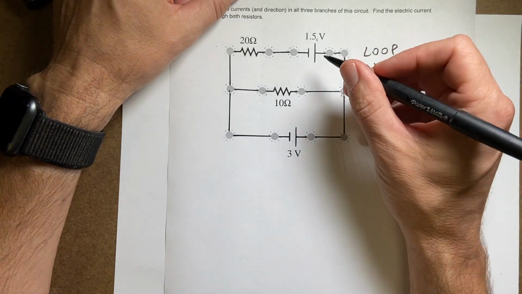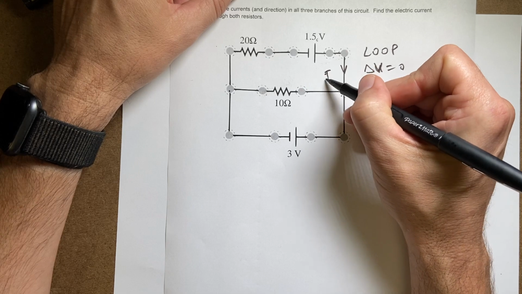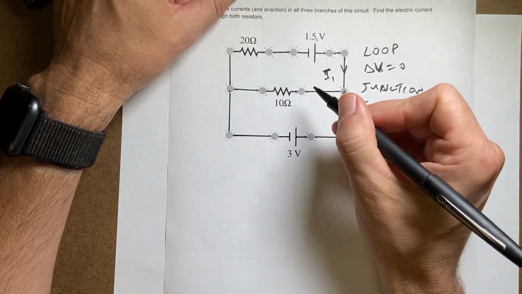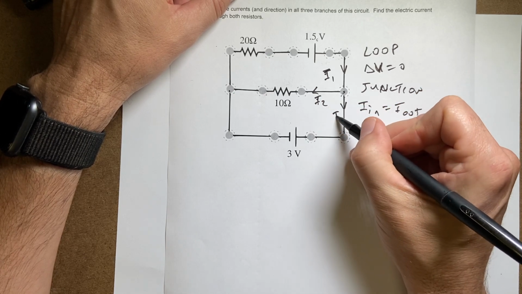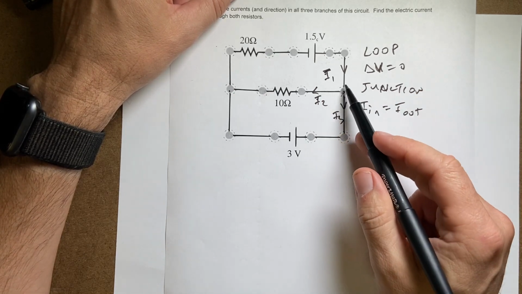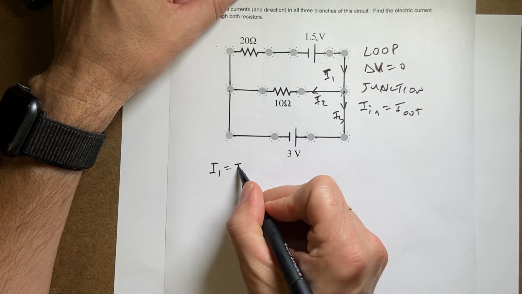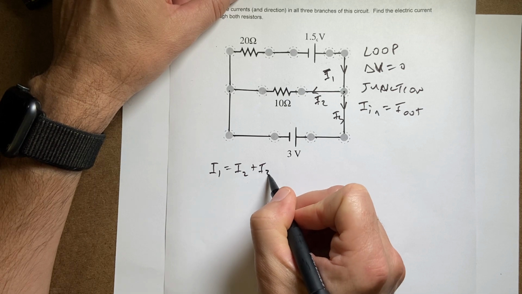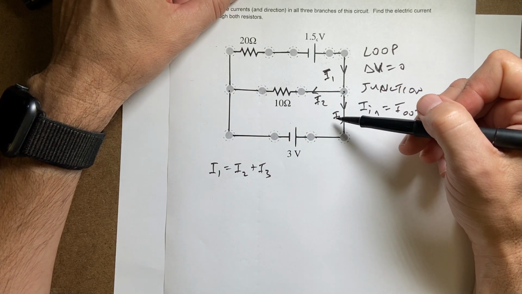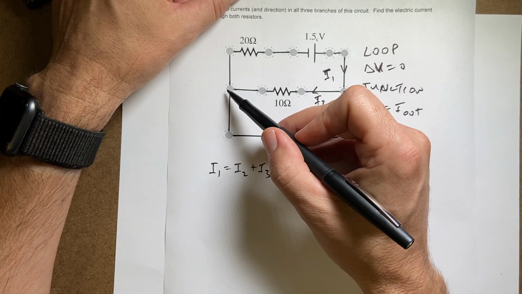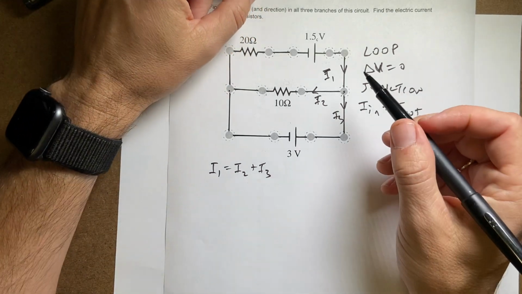So the first thing we need to do is pick some currents. I'm going to call this I1, and don't worry about the direction. If you're wrong, it will come out in the end. I'm going to call this I2, and I'm going to call this I3. So if I do my junction rule right there, I get I1 equals I2 plus I3, because the current coming in is I1, the current leaving is I2 plus I3. And if I did it over here, it would just be the reverse of this, which gives me the same algebraic equation. No point in doing that.